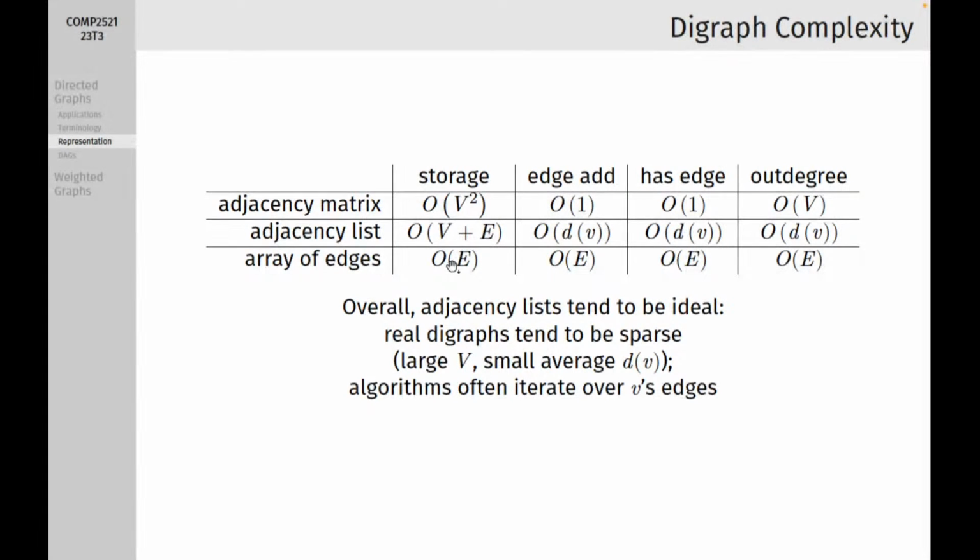For the array of edges, all of these time complexities are O(E), because you have to loop through the array of edges to find an edge, to see if it already exists when you're adding, and to check if an edge exists. All right, so adjacency list is the better representation out of all of these in real-world applications.